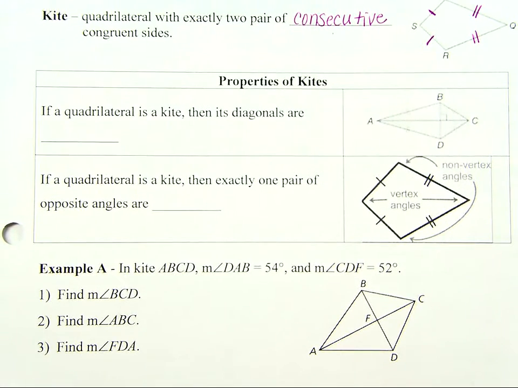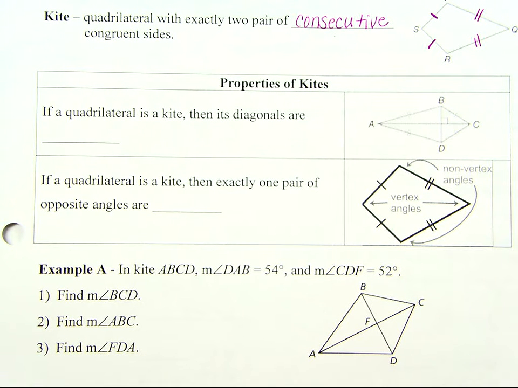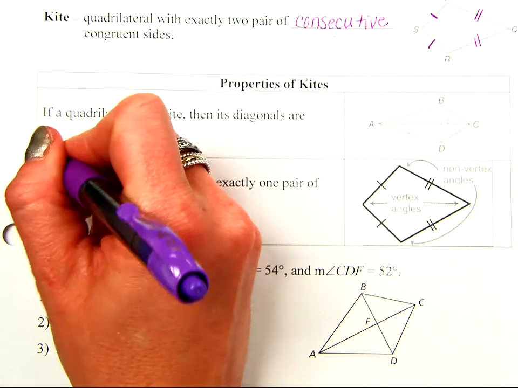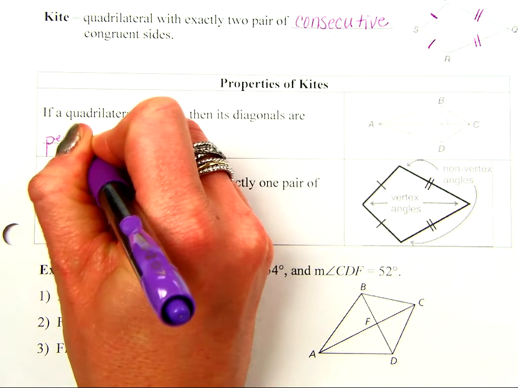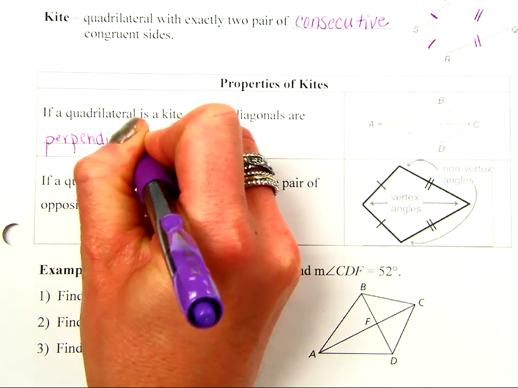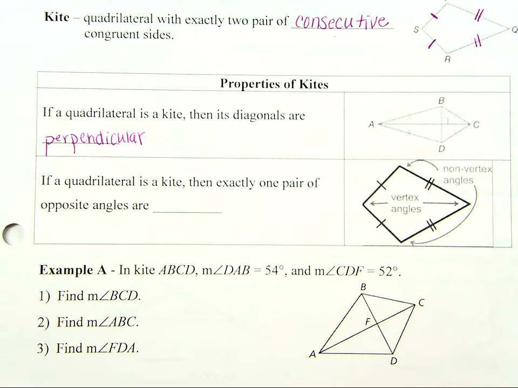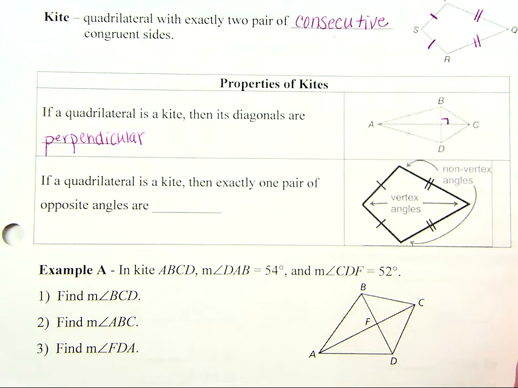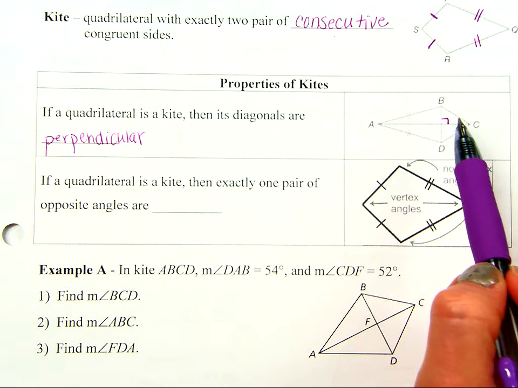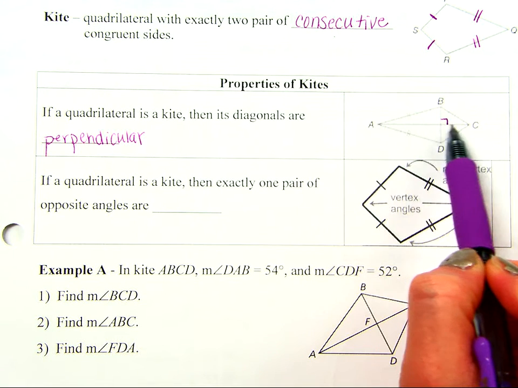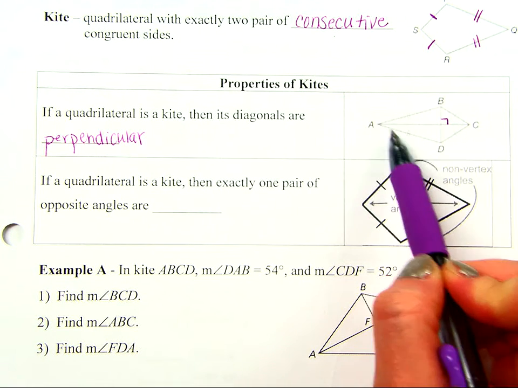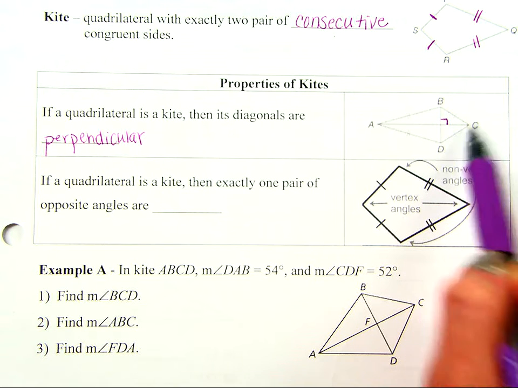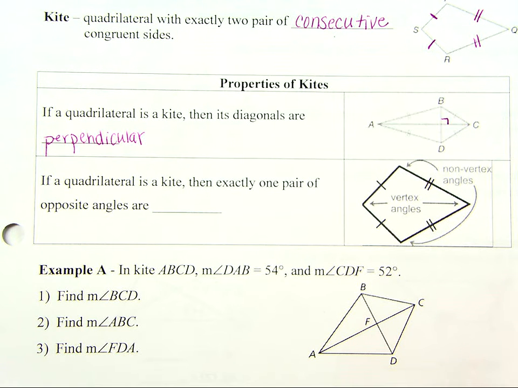Well, properties of a kite, it says if a quadrilateral is a kite, then its diagonals are perpendicular. So similar to the rhombus, my diagonals added in are going to meet at 90 degrees. And you'll notice here that I'm going to have 2 larger triangles. Those are going to end up being congruent, and we may prove that later on.